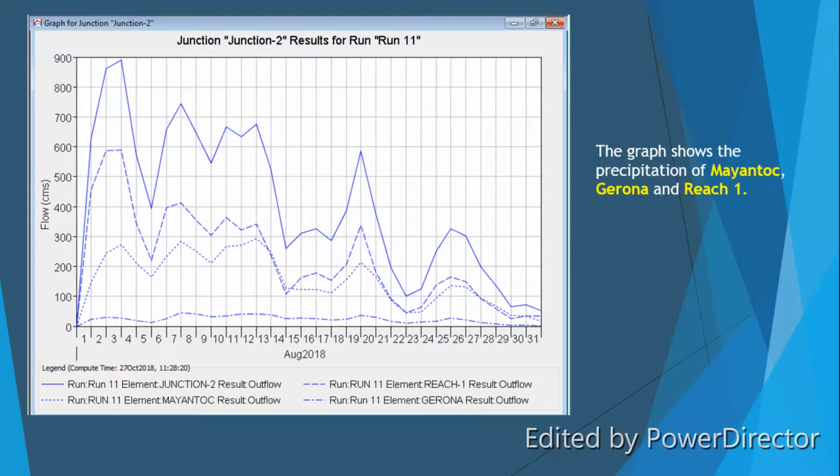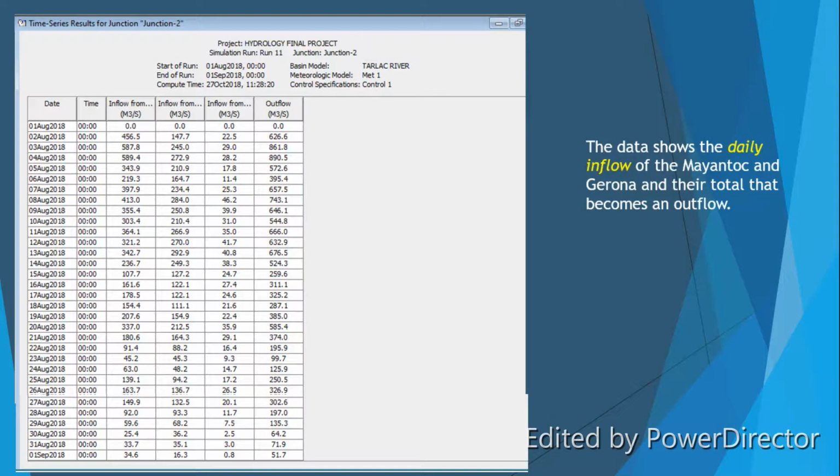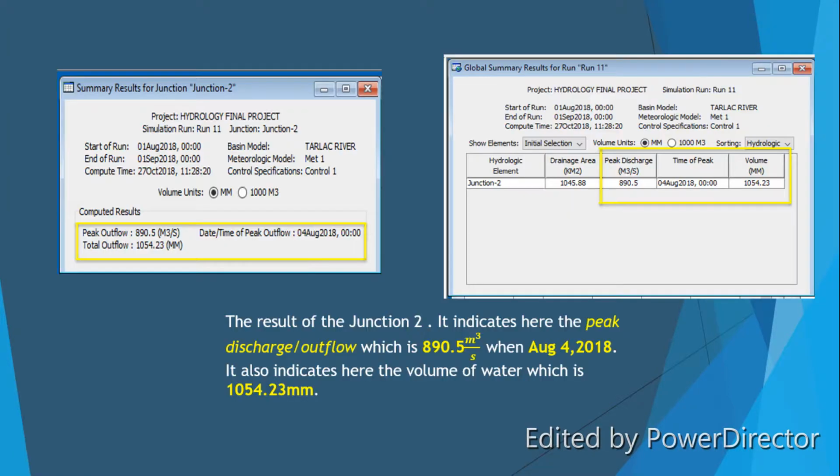The graph shows the precipitation of Mayantok, Herona, and Reach 1. It also shows the total precipitation of Mayantok and Herona, and also the outflow of the sum of the Capas and Bamban, which is the Reach 1. This data shows the daily inflow of the Mayantok and Herona and their total that becomes an outflow.